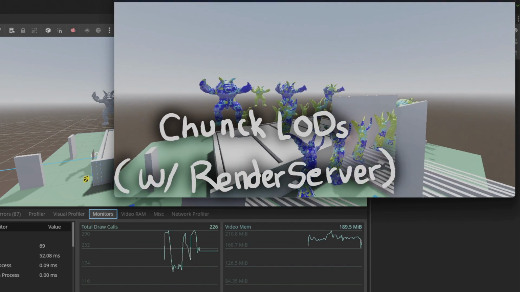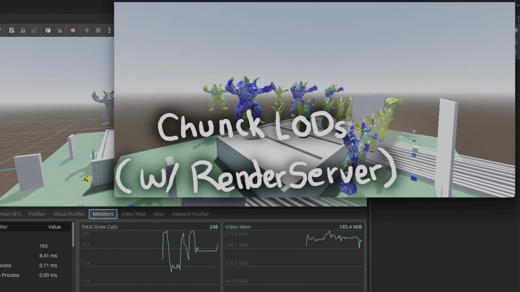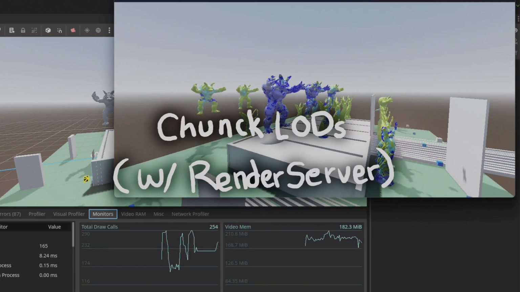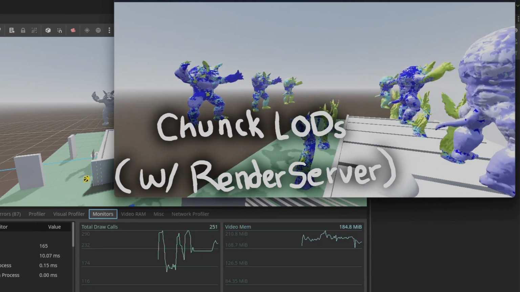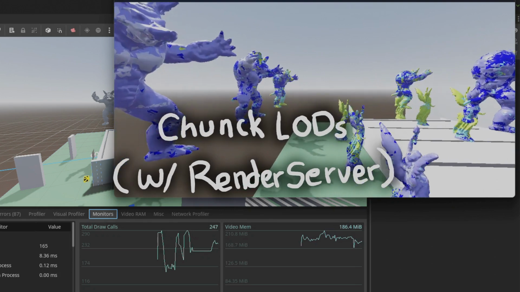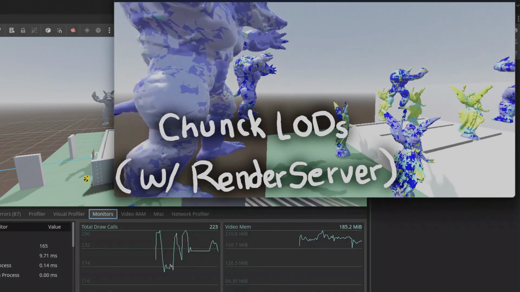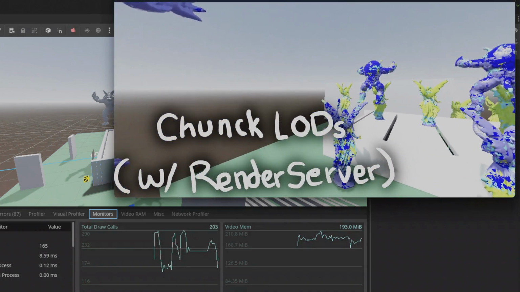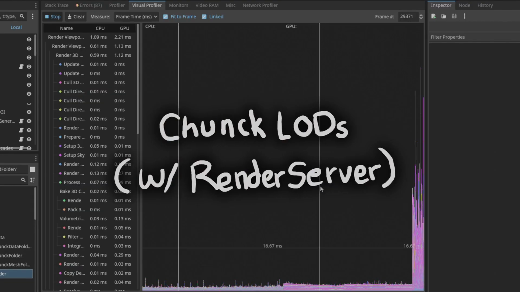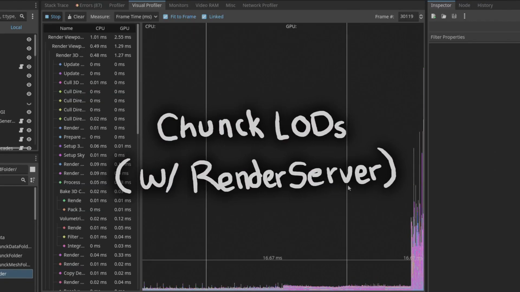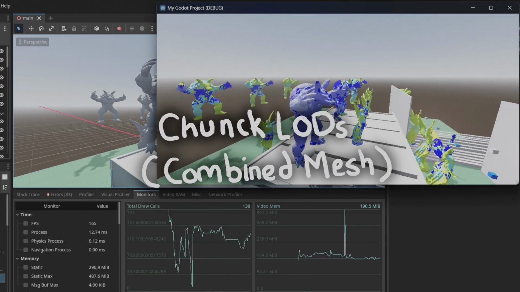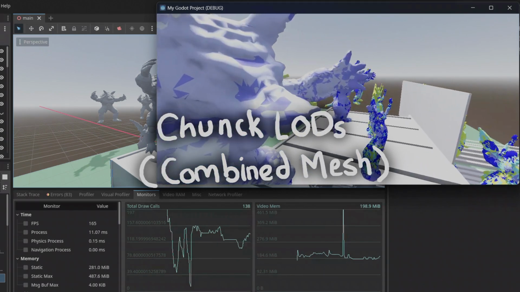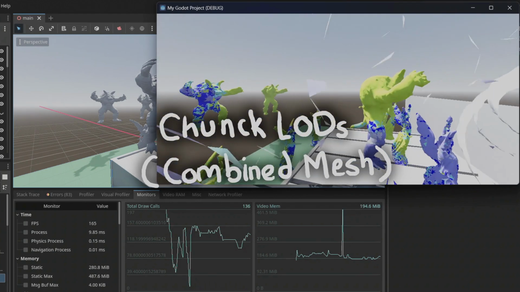Using render server with chunk LODs, yellow is LOD 5, cyan, LOD 4, blue is LOD 3, light blue is LOD 2, lighter blue, LOD 1, and white is LOD 0. Using one combined mesh instance 3D with chunk LODs, same as the last one with reduced draw calls.